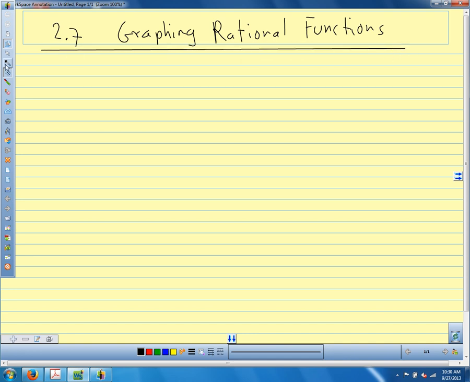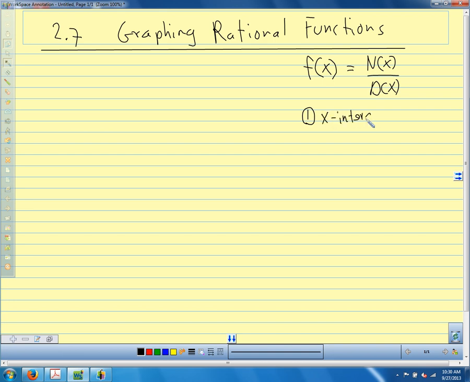And I'm going to list some steps over here on the right. And for all of this, we're saying that our function f of x is n of x over d of x, so for our numerator and denominator. Our tools, the things that we're going to want to find and put on our graph, don't necessarily have to be in this order. I'm just putting them out there. We want the x-intercepts. Whenever we graph anything, that helps us.